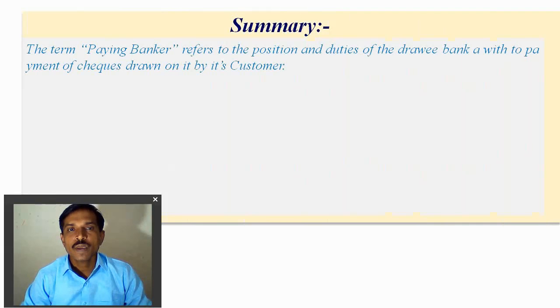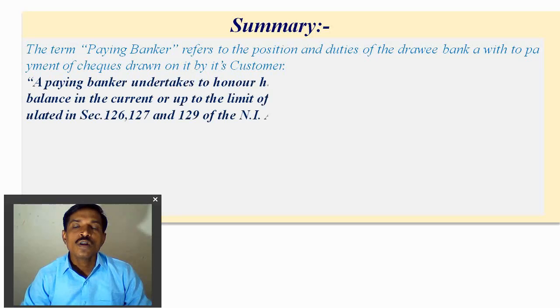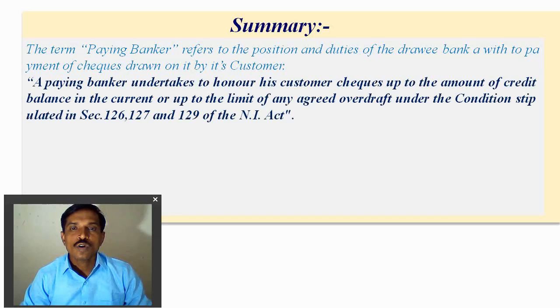The term paying bank refers to the position and duties of the drawee bank with regard to the payment of a check drawn on it by its customer. The paying banker is under a duty to honor his customer's check up to the amount of the credit balance in the current account or the limit of any agreed overdraft, under the conditions stipulated in sections 126, 127 and 129. So the paying banker is the banker who pays the customer's check on behalf of the customer.